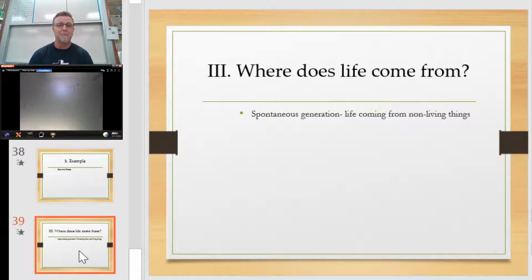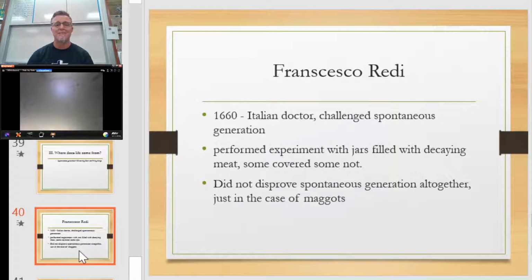They must have popped out of the mud. So there were some scientists that actually studied this idea. I'm going to give you their names and, real quick, what they did. And like I said, we'll talk more about them in another lecture. We're going to start with Francesco Redi. He was an Italian doctor in 1660. And basically, he challenged this idea of spontaneous generation.